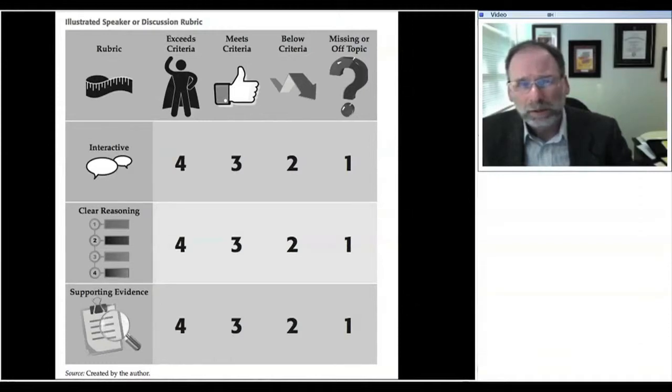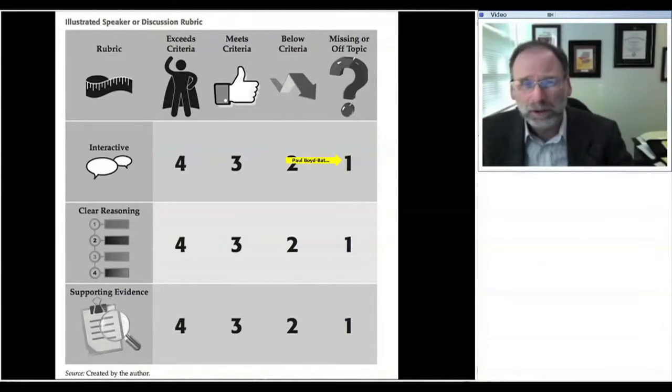When the speaker is talking, did the speaker do a fabulous job? Did they exceed the criteria? Did they meet the criteria? Was it below criteria? Or was something off topic or missing? What we can do is ask the language learner to give us a 4 if the area was wonderful, a 3 if it was okay, a 2 if it didn't quite work, and a 1 if it was below or off topic. They don't have to be able to speak well.